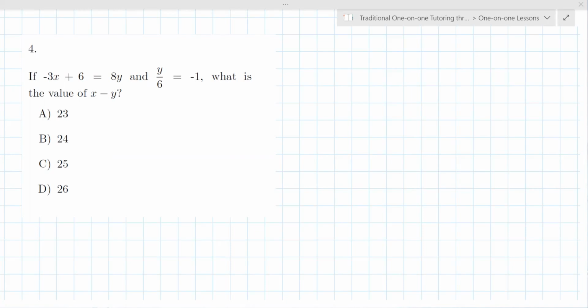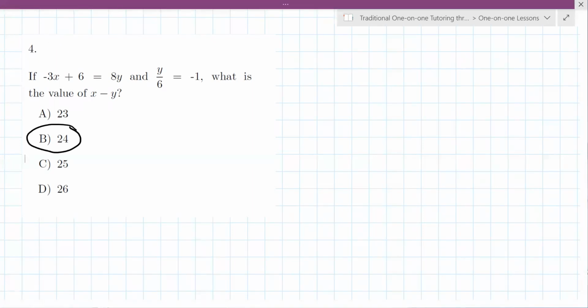How are you doing on this one? I got B, 24. That is correct. Very good. What did you find easy or difficult about this question? I think it's pretty straightforward once you break it down, know what you're doing, and know to plug it back in. Yeah, so you know how to do all the steps in this particular problem.